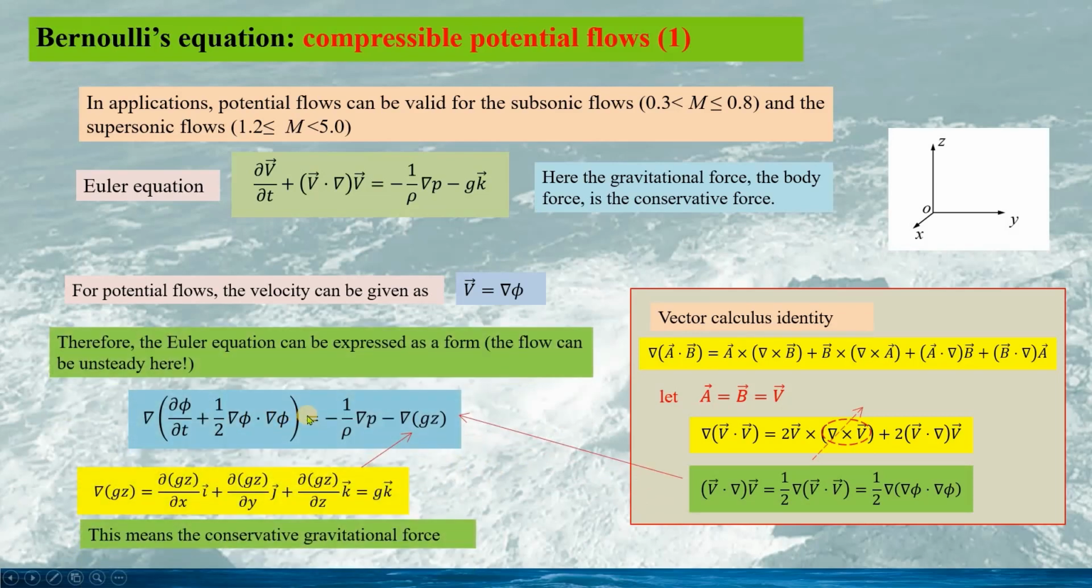So the Euler equation can be expressed as in this. The only difference here from the expression for the incompressible potential flow is the density. Now, for the compressible flow, the density rho is not a constant. So we can't simply write this equation as the integral equation as we have obtained for the incompressible potential flow.